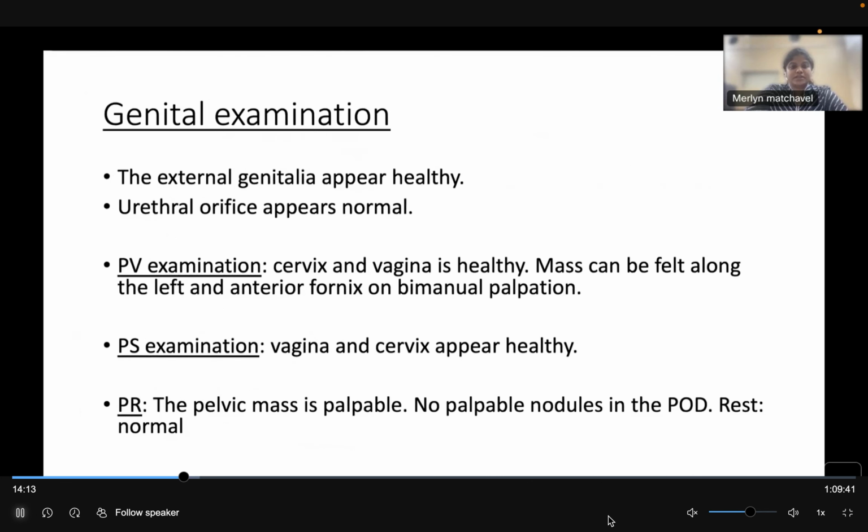Coming to a genital examination, the external genitalia appeared healthy. The urethral orifice appears normal. On PV examination, the cervix and vagina are healthy on palpation. The mass can be felt along the left and anterior fornix on bimanual palpation. On per speculum examination, the vagina and cervix appear healthy. On PR, the pelvic mass is palpable. There are no palpable nodules in the pouch of Douglas. The rest of the PR findings are normal.